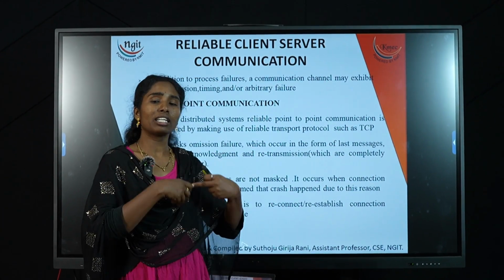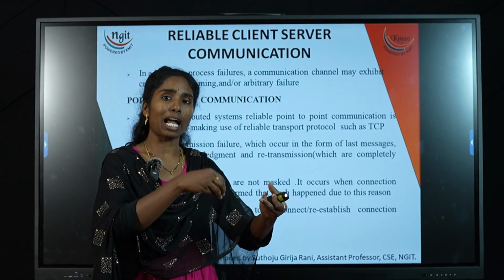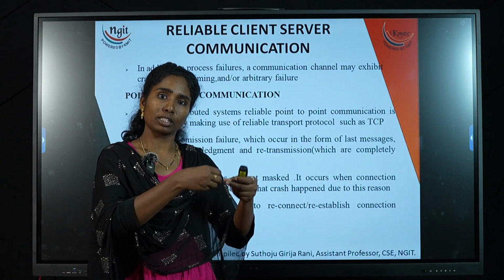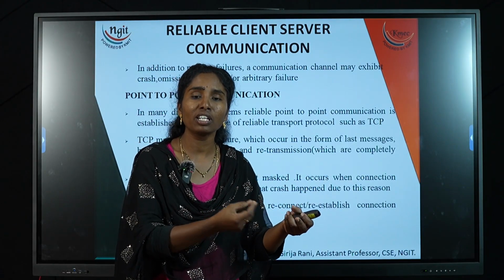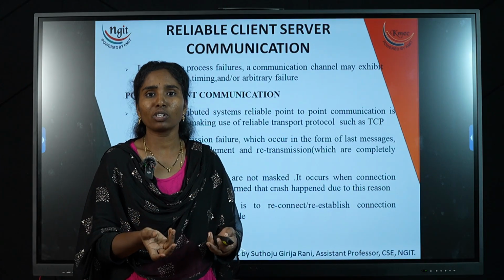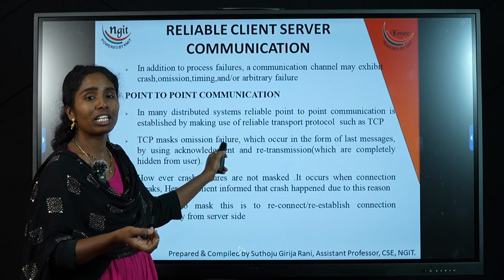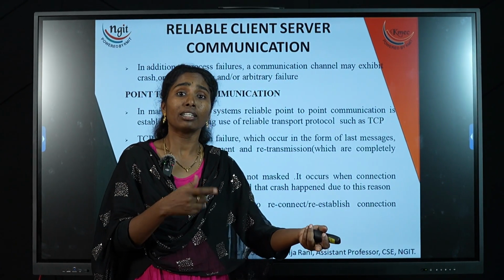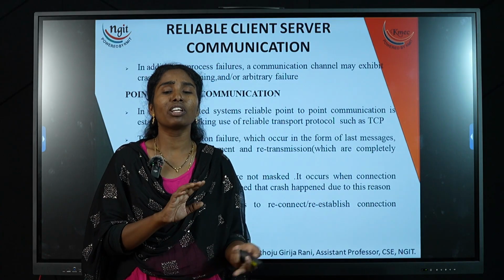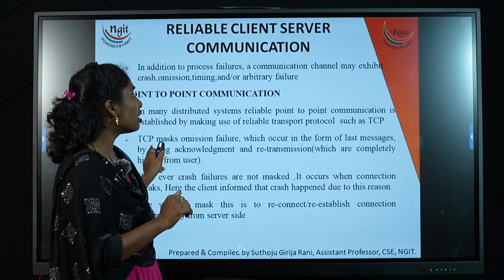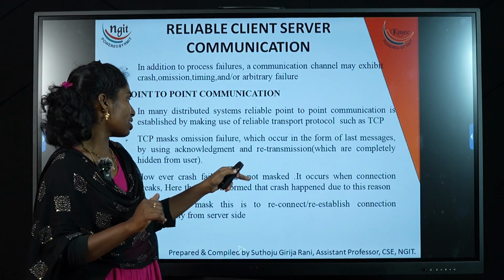By the time the sender sends and the receiver receives, if anything happens in the network, our data will be lost. It may be the response sent by the server that is lost, or the request sent to the server that is lost. These omission failures we can overcome. We are masking them so that the end user will not identify the failures. That is the main importance of TCP utilization.